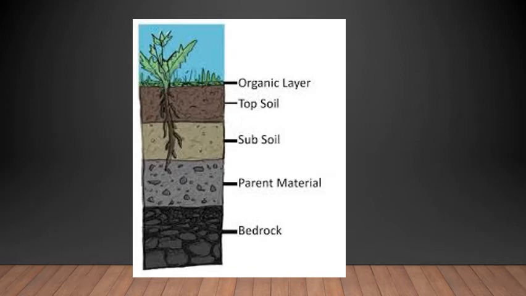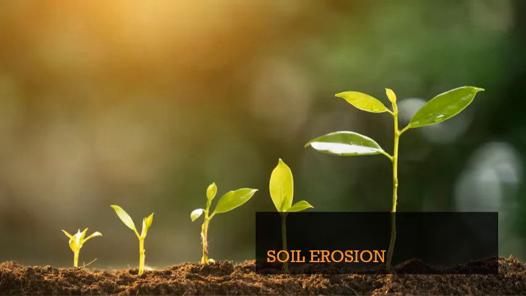You can see how the plants have their roots up to the parent material. Okay, parent material usually will be a little harder when compared to subsoil and topsoil. So that comes to the topic about topsoil: it contains the remains of dead animals and plants, or humus. This soil is very fertile.